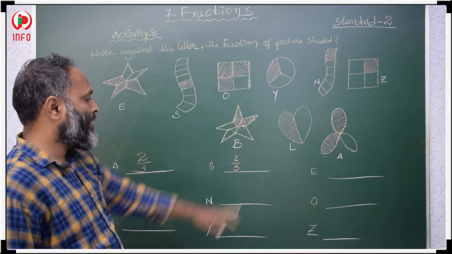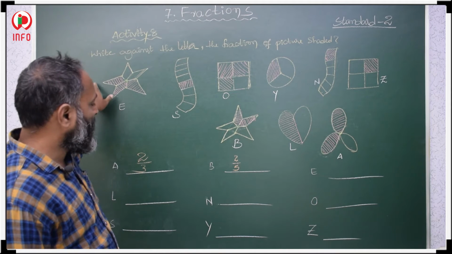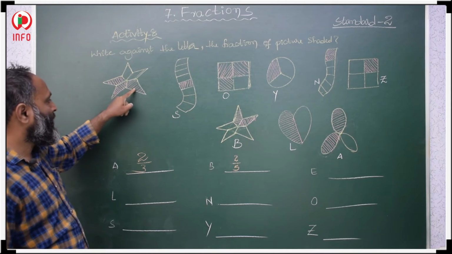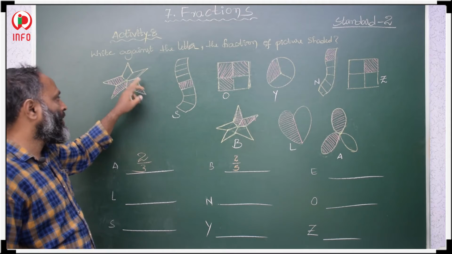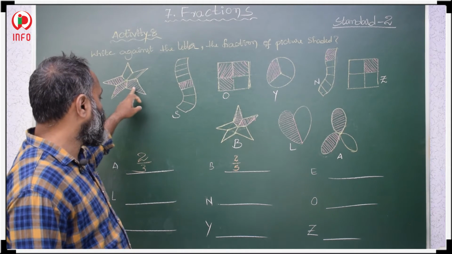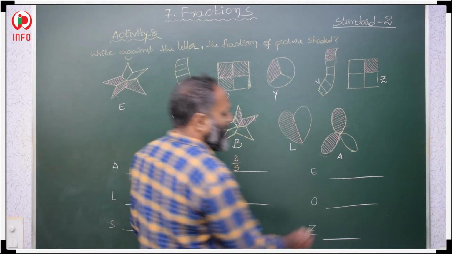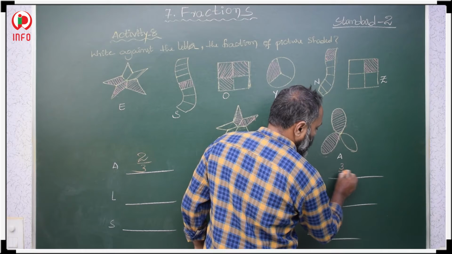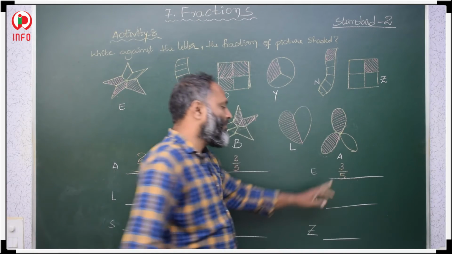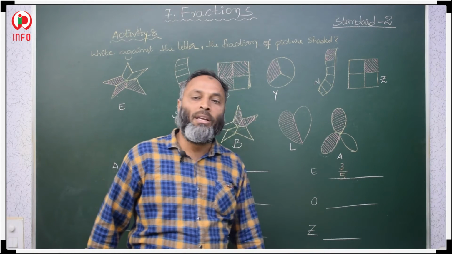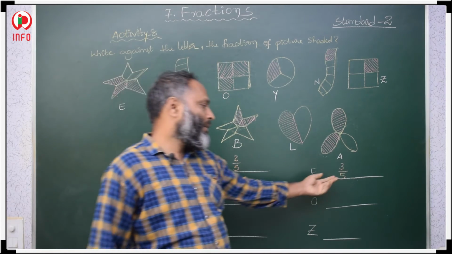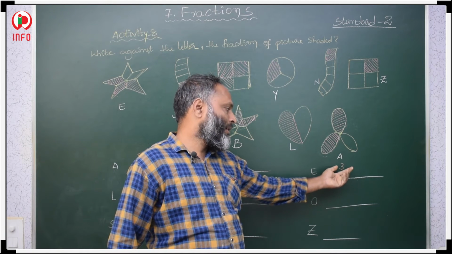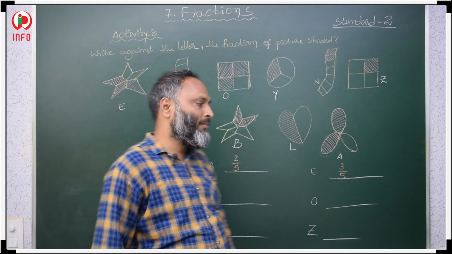Then letter E. In this letter E again it is a star. 1, 2, 3. 3 parts shaded, 2 parts not shaded. Out of 5, 3 parts are shaded, so that is 3 by 5. In 5 parts, total shaded parts 3, that is 3 by 5. Total parts we have to write in the denominator and shaded parts in the numerator.